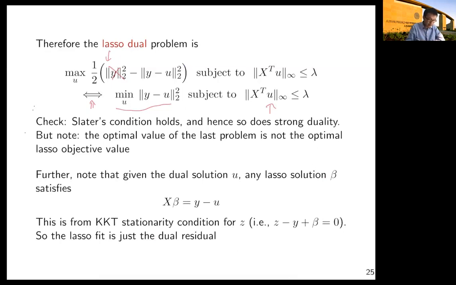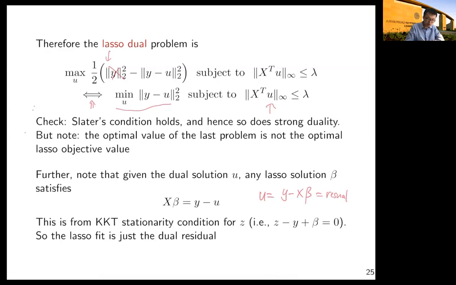Suppose we can solve these projection problems more efficiently. That gives us an optimal solution u, and by the KKT condition that we had before, we can use it to construct the optimal solution beta by simply solving a linear system of equations. Notice that if we move y to the other side, u is actually just equal to y minus x beta. So this is a residual.